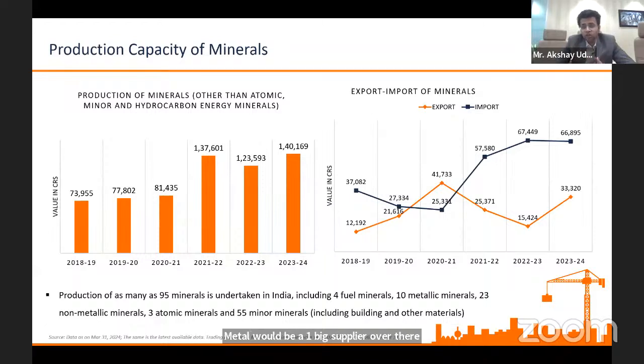So India, as of today, is involved in production of as many as 95 minerals, including 4 fuel minerals, 10 metallic minerals, 23 non-metallic, and 55 minor minerals. If you have a look on the right side, it shows the export-import of minerals. And India, as of today, stands a net importer. And the reason for that is pretty straightforward.